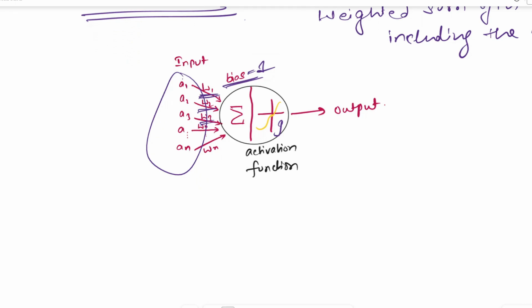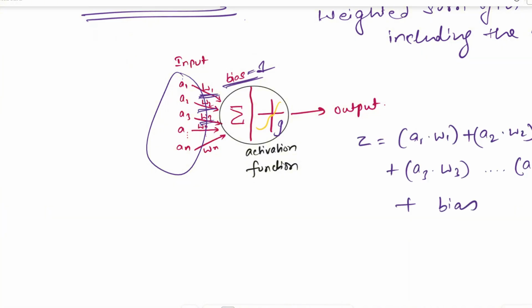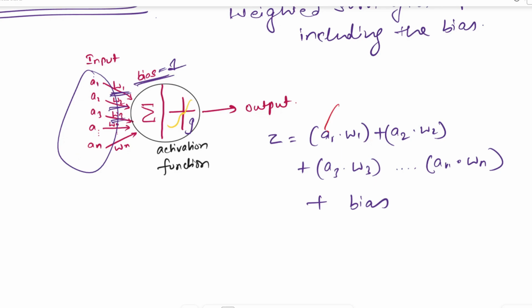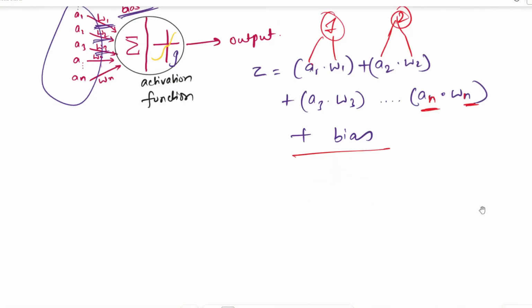We can express this mathematically. Here we have each input multiplied by its corresponding weight, and we then sum them all up, and so on for all n number of inputs. Finally, we also add the bias.